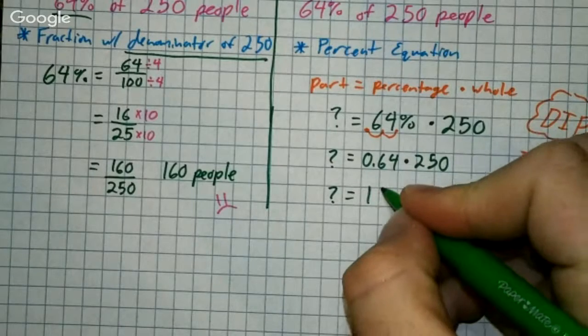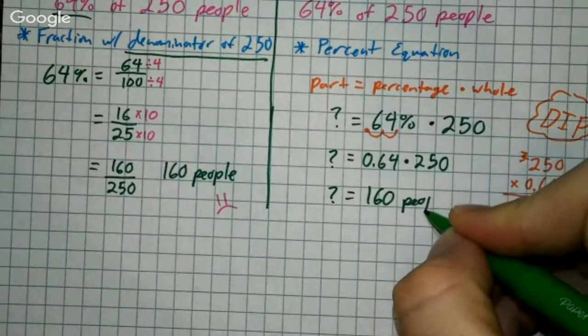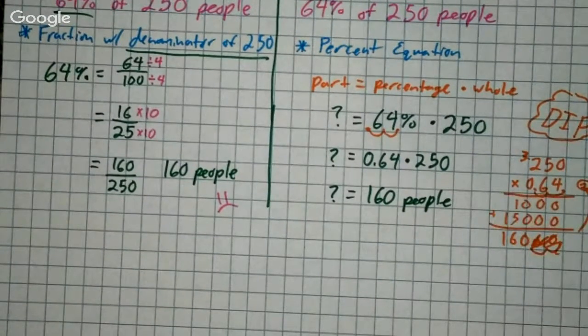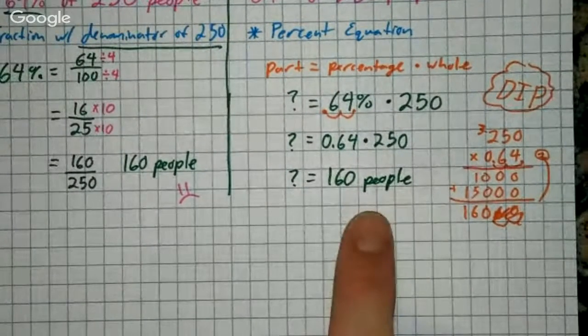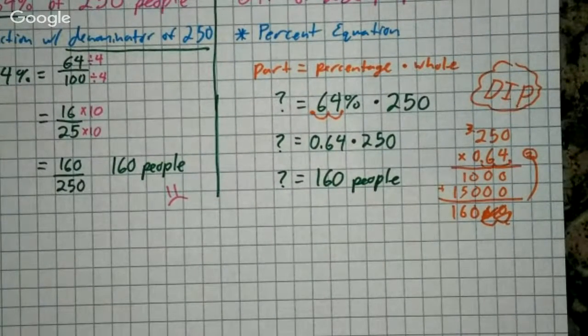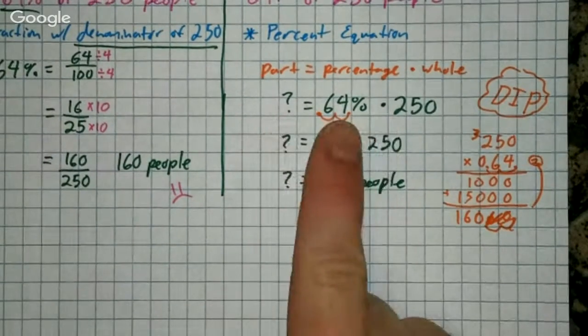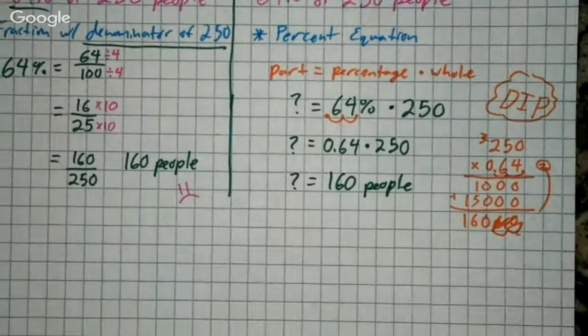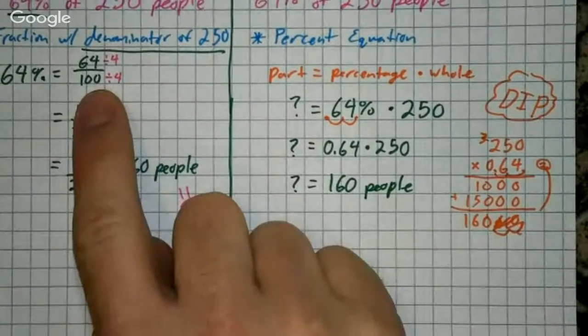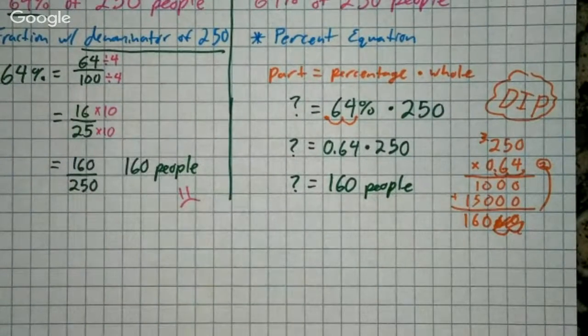So how many people? 160 people. So both methods work. I prefer this one because I think my mind works a little bit more that way. I like to just see the equation. The equation makes more sense. Now, this might make more sense to you, and you say, oh, I can definitely make that 100 denominator a 250. You just have to make sure you understand it. So it's up to you.